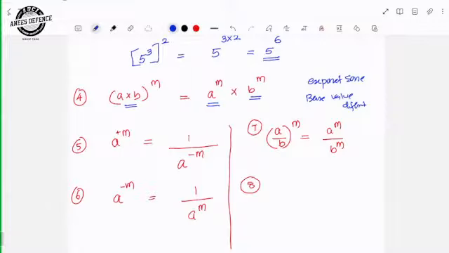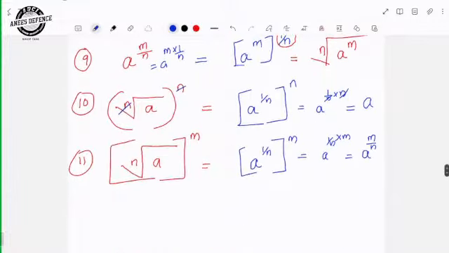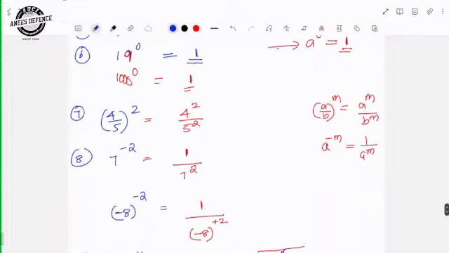So some examples we will do. One or two examples we can continue. 3 x raised to 4 y into 5 x square y square.